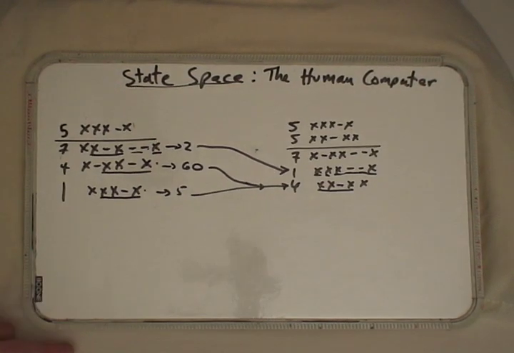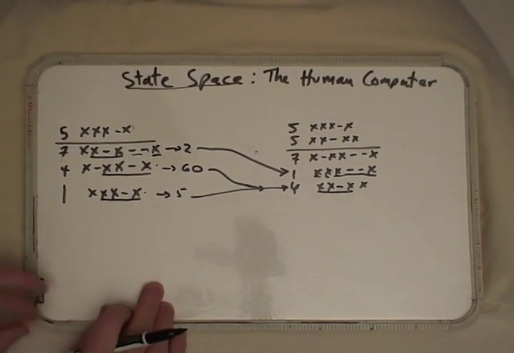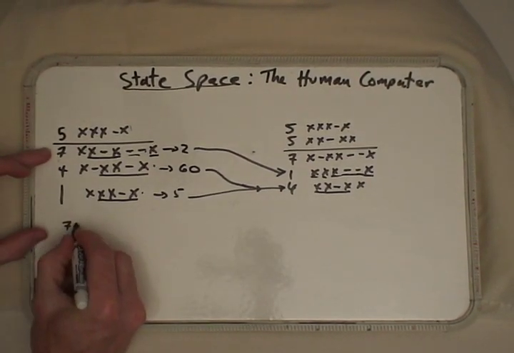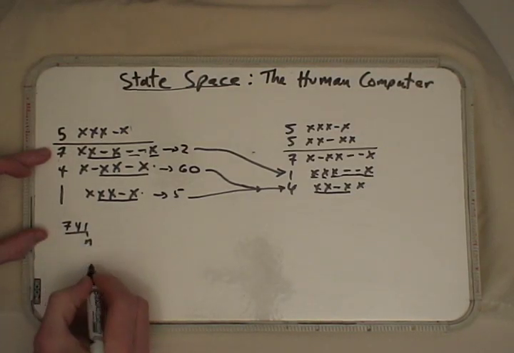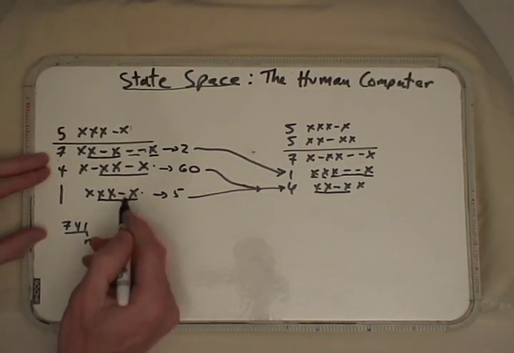Okay, and now these all directly imply transition sequences. So if we're doing 741 any number of times, that's what I mean again by this.